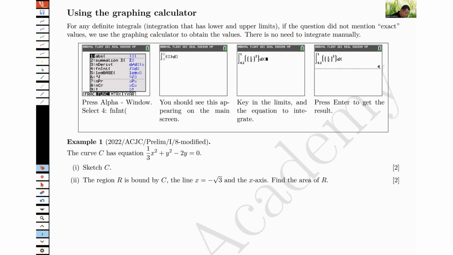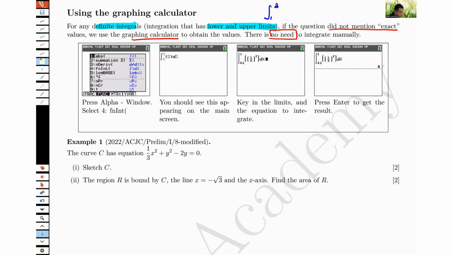For any definite integrals, questions that have limits, such as integration from 1 to 3, for example, as long as the question doesn't say that I need exact values, please use the graphing calculator to get the numbers. There is no need to integrate. You will not be rewarded for any marks. Look up exactly for whether they want exact numbers.